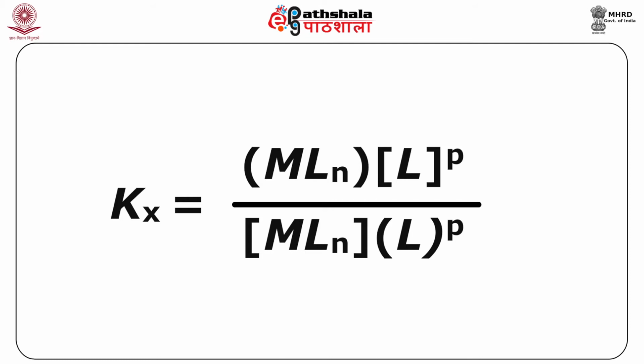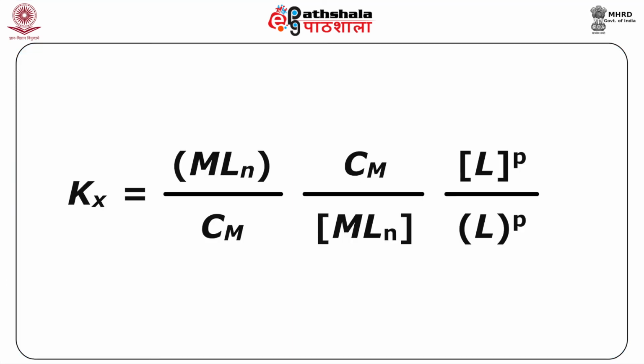If the amount of the metal ion is very small as compared to the capacity of the resin, then the concentration of MLN is much smaller than the concentration of the ligand, and the ionic strength is a constant. Kx then may be considered independent of the concentrations. Multiplying both the numerator and the denominator by Cm, we get the value of Kx as shown in the equation.